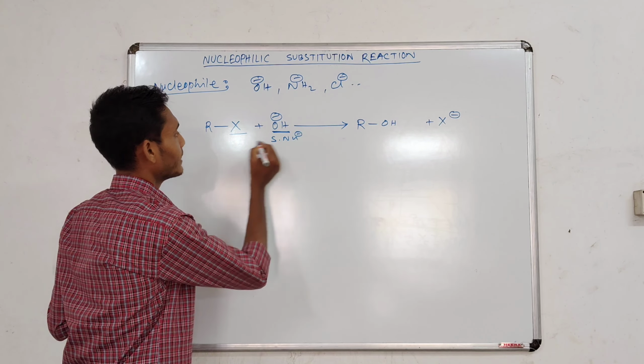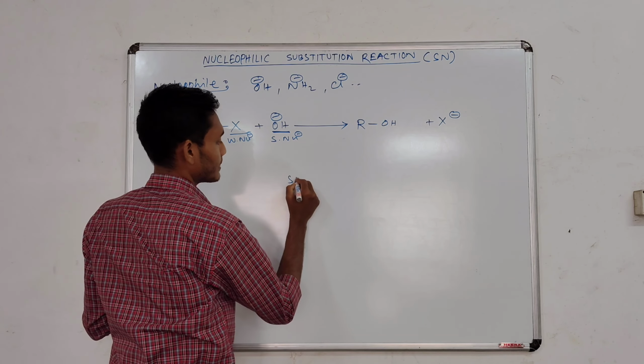How can we tell a strong nucleophile and weak nucleophile? The smaller the donating atom, the stronger the nucleophile. So OH minus is a strong nucleophile and X minus is a weak nucleophile. So what is nucleophilic substitution reaction? The substitution reaction in which the strong nucleophile replaces the weak nucleophile is called nucleophilic substitution reaction. Clear?